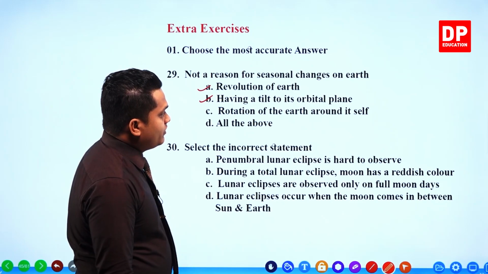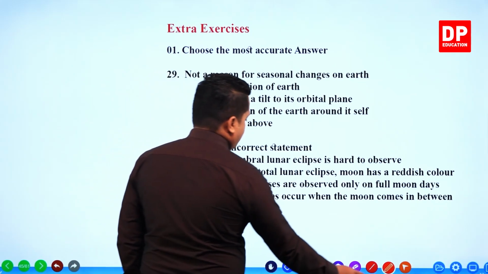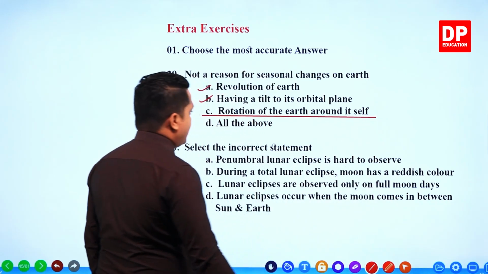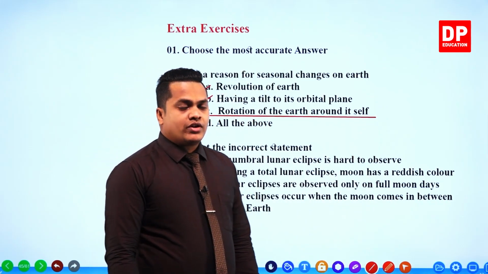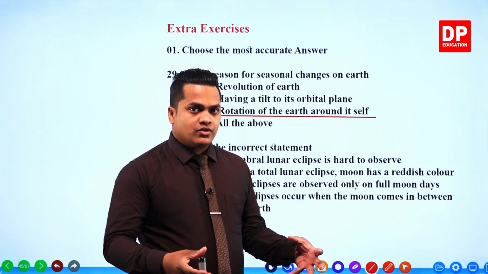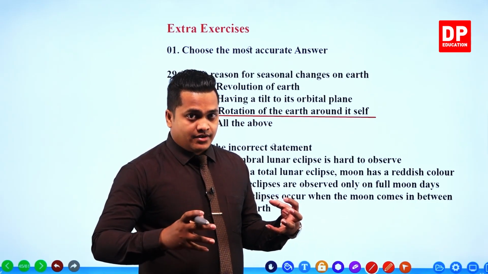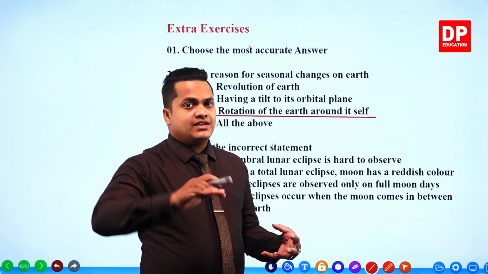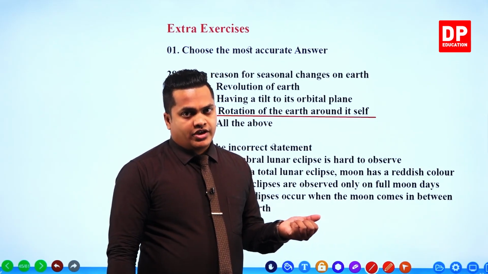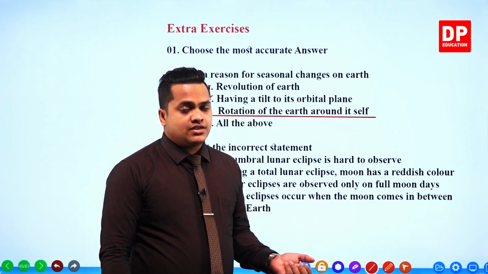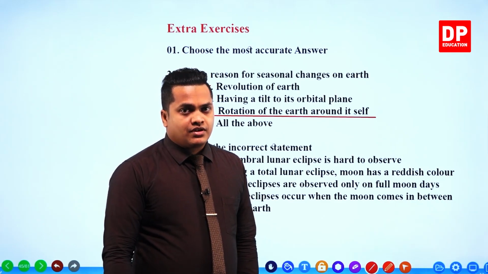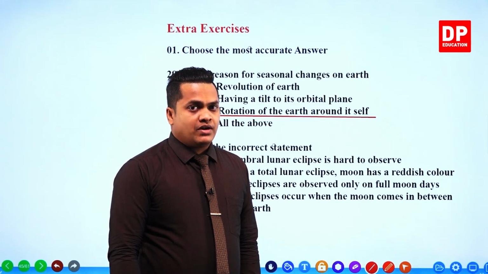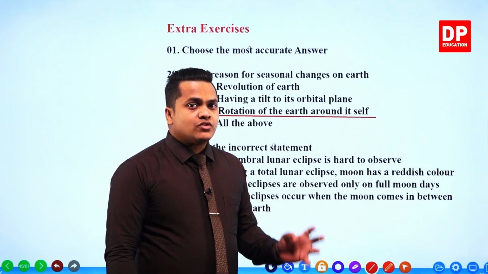Rotation of the Earth around itself. That should be our answer, my dear children. Rotation is not going to help to create a seasonal change. Rotation is going to create a certain day, right? So change of days is mainly because of the rotation of planet Earth. Seasonal changes mainly occur because of the revolution of planet Earth around our sun and because of the tilt shown by the Earth to its orbital plane.